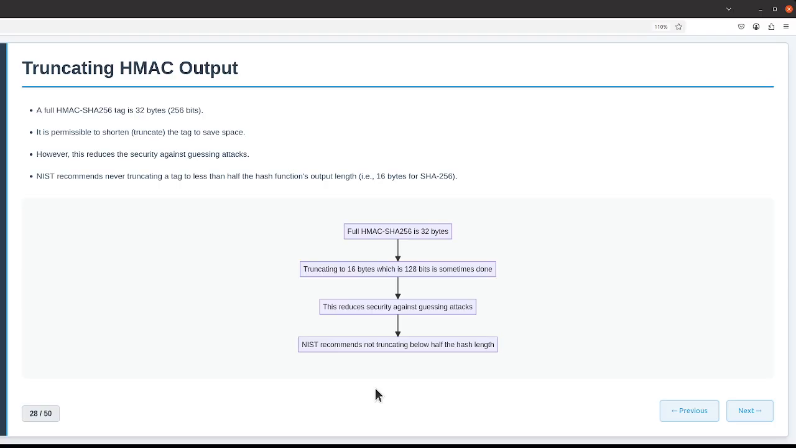If you truncate the output to the first 16 bytes, or 128 bits, an attacker's chance of guessing a valid tag goes from 1 in 2 to the 256th power to 1 in 2 to the 128th power. While still astronomically small, it is a reduction in security. The standard recommendation from NIST is that the output should never be truncated to less than half the length of the hash output. And for most cases, it should not be shorter than 128 bits.